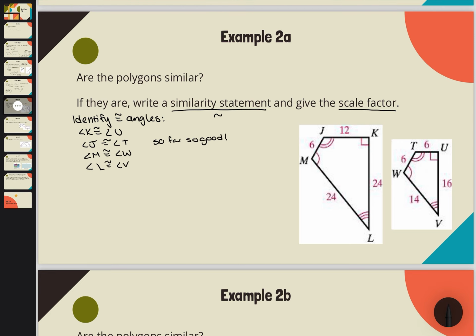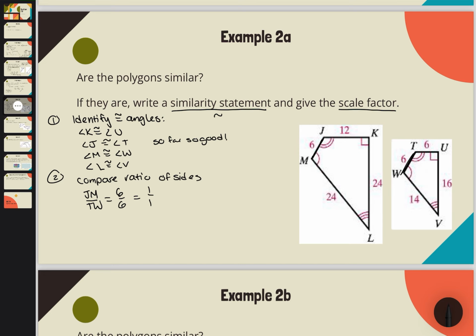Let's check if the extended ratio would work. What we're going to do is compare ratios of sides. So first step was identify congruent angles. Second is compare ratios of sides. I need a pair of corresponding sides. Let's start with maybe MJ and WT. Those would be a pair of corresponding sides. If I look at JM over TW, that would give me 6 over 6. If I simplify that, it's just going to be a 1-to-1 ratio. I am going to put 1 over 1 because when we're dealing with ratios, I want 2 numbers, right? It's a 1-to-1 ratio here.